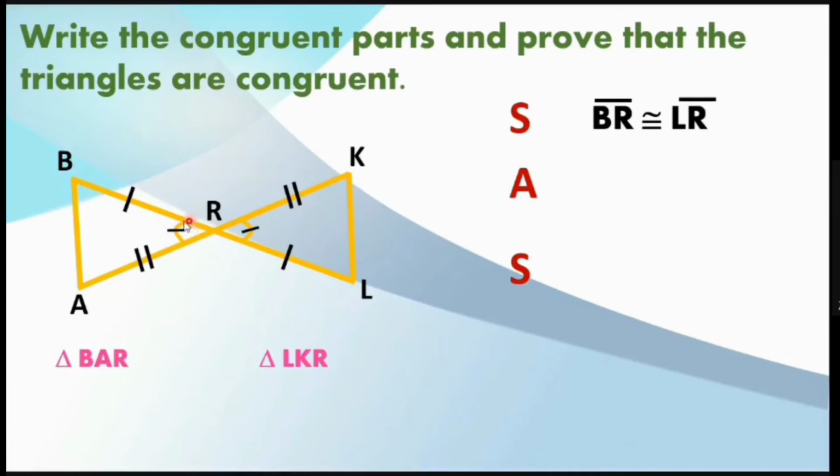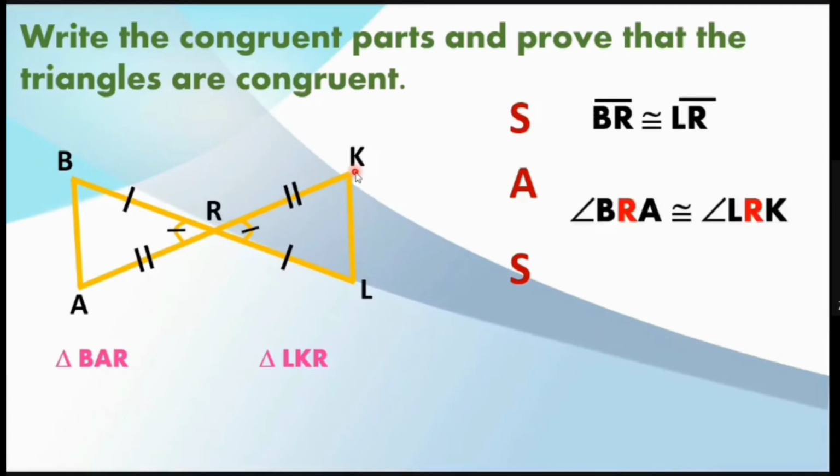So the included angle here is this angle. On the second triangle, this angle here is the included angle. So what is the name of this angle? This angle here is named angle BRA. Dito naman, this angle here is named angle LRK. So those two angles are corresponding angles.